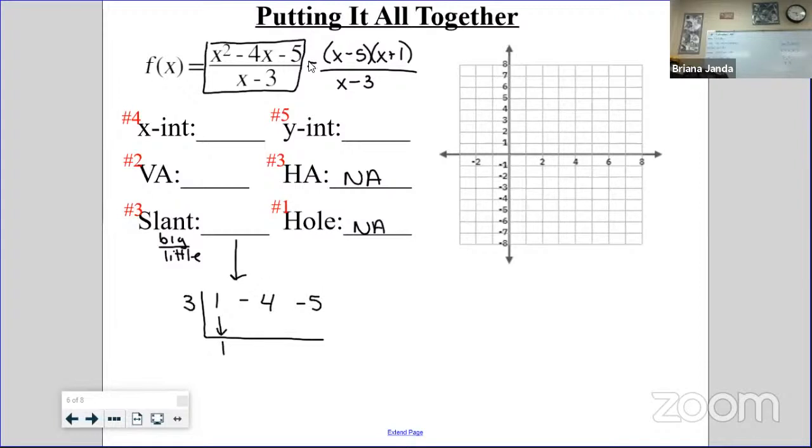Okay. So I'm setting up my synthetic division. I prefer synthetic division. 3 times 1 is 3. Plus negative 4 is negative 1. 3 times negative 1 is negative 3. And it doesn't matter at this point because we ignore that number. Transition this into my equation up here. It needs to be a y equals. I'm going to take these and put them into the equation y equals 1x minus 1, or y equals x minus 1.